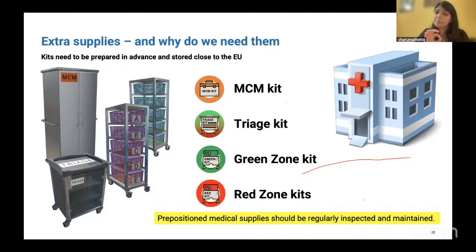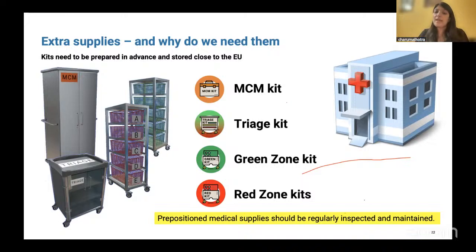Along with that, we need patient tracking forms and documentation forms as to which patient came. Since it is a mass casualty incident, we might need medico-legal documentation as well. So we'll need quick documentation forms, identification forms, and discharge forms. This is what will be there in a green zone kit.